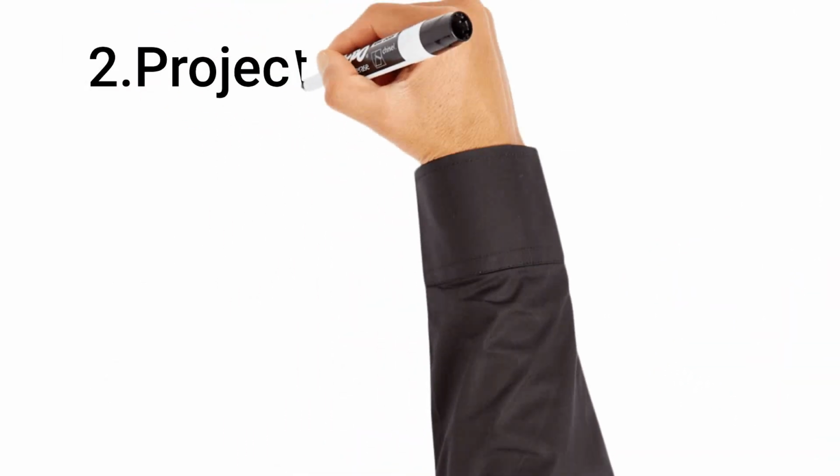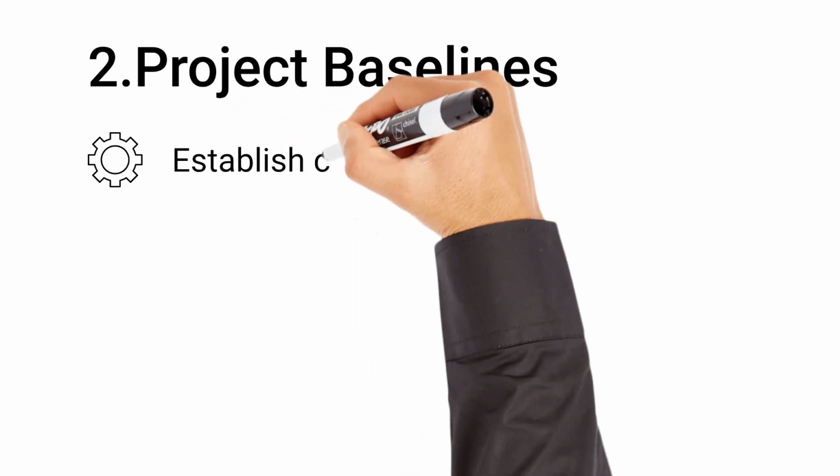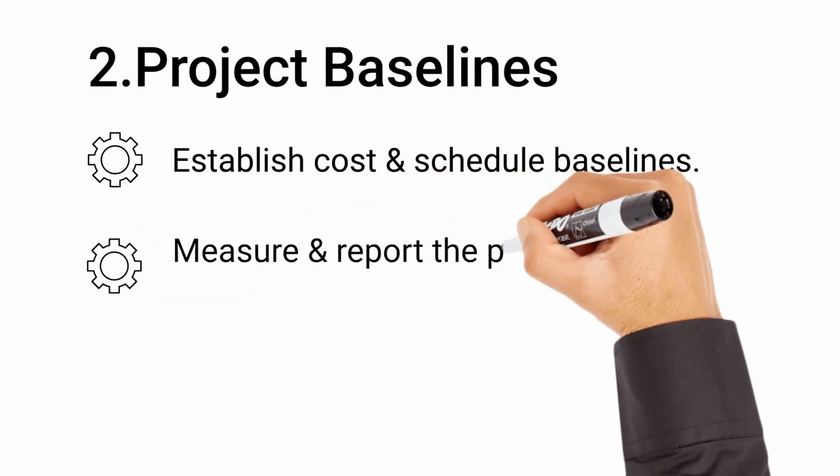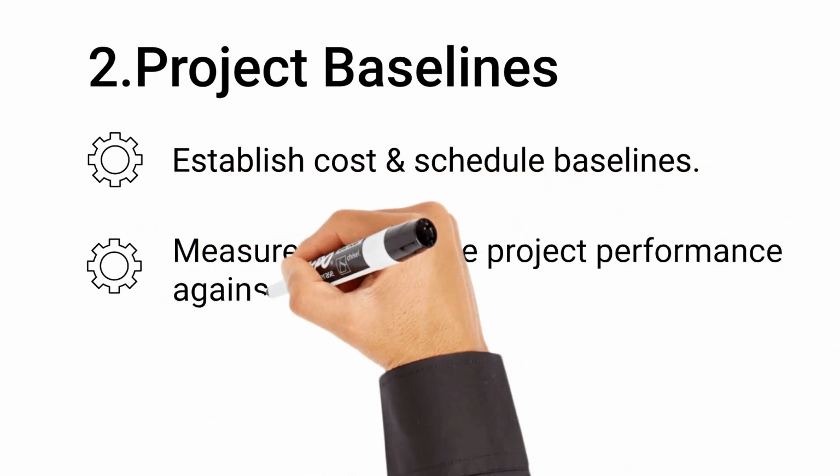The second one is project baselines. A fundamental control principle is to first establish a cost and schedule baseline. Then, measure and report the project performance against the baseline, and maintain it.